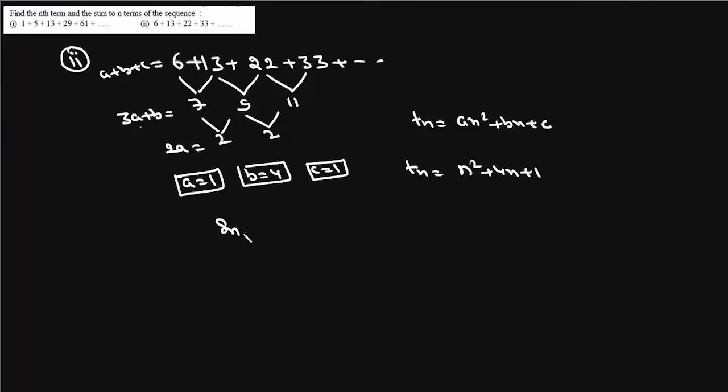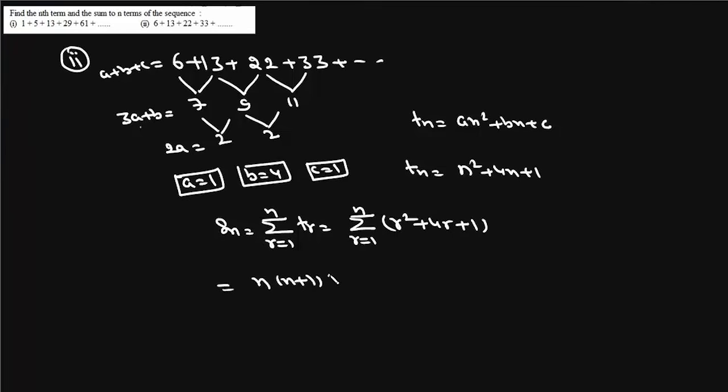Now we need to find the sum of n terms, and there will be this summation, r varies from 1 to n, of Tr. So it will be the summation, r varies from 1 to n, of r square plus 4r plus 1. Now summation r square is n into n plus 1 into 2n plus 1 by 6, plus 4 into n into n plus 1 by 2, and then plus n.